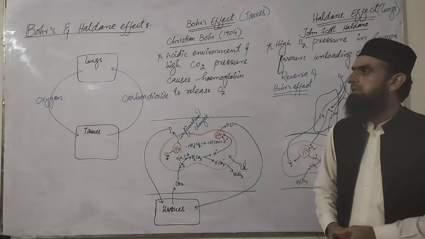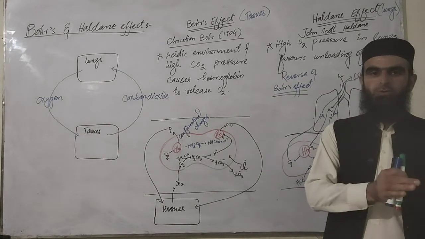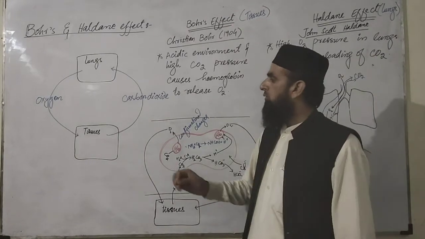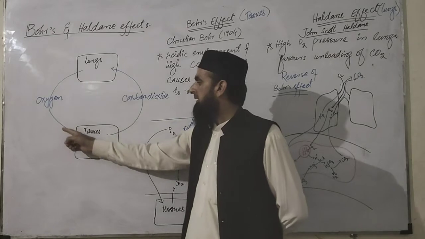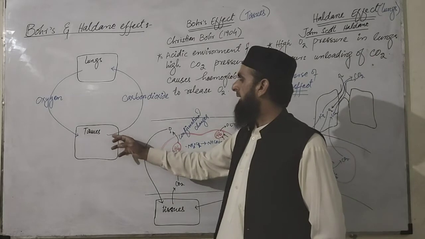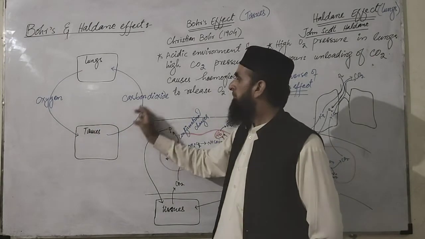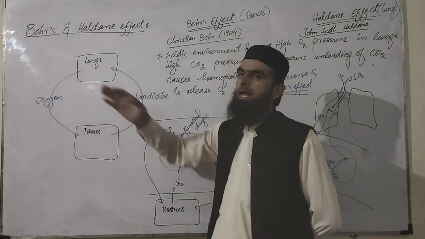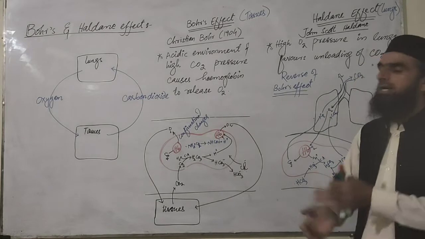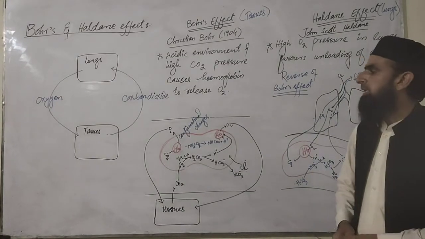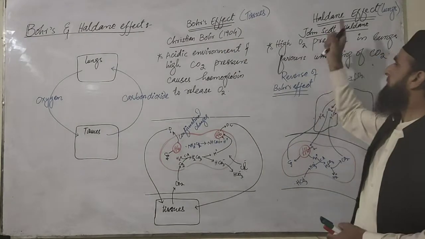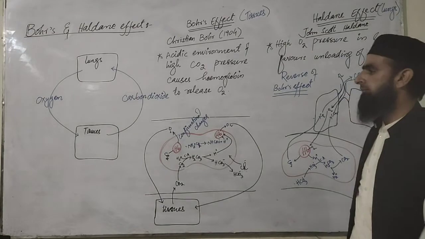How these things take place, how the oxygen and carbon dioxide are transported, has been discussed in the previous lectures. Now we are going to talk about how the oxygen brought by the blood into the tissues is unloaded, and then how the carbon dioxide which is picked up from the tissues and brought to the lungs is then unloaded. For these phenomena, there are two kinds of effects. One is Bohr's effect and the other one is Haldane effect.